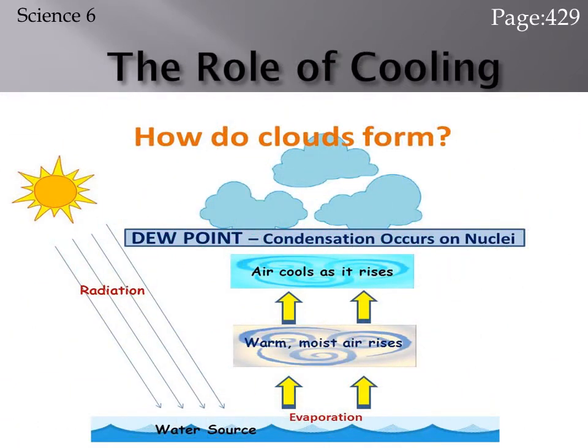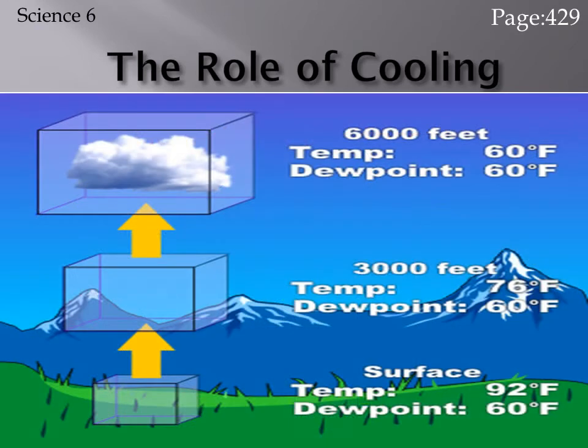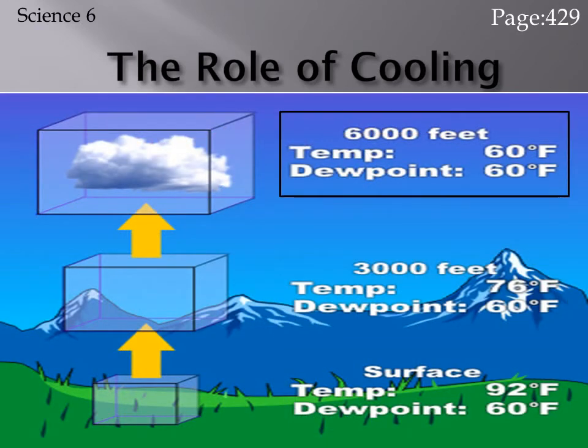Page 429, the role of cooling. As you have learned, cold air holds less water vapor than warm air. As air cools, the amount of water vapor it can hold decreases. The water vapor condenses into tiny droplets of water or ice crystals. The temperature at which condensation begins is what we call the dew point. So dew point is the temperature where condensation begins.